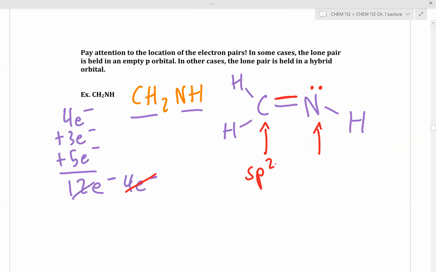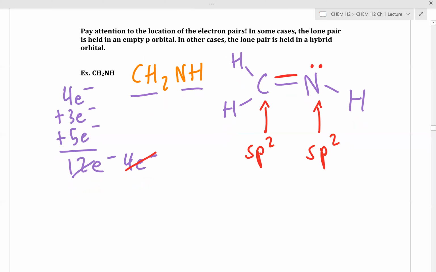Okay. Let's look at this nitrogen now. This nitrogen has 2 bonds and it has 1 lone pair. So to hold these 3 unique charge spheres, what hybridization do we need to adopt? sp2. Okay, perfect. Let's now start to draw a rudimentary orbital picture here.